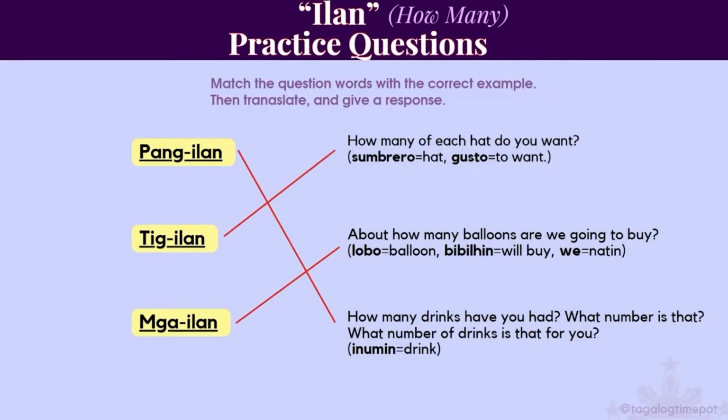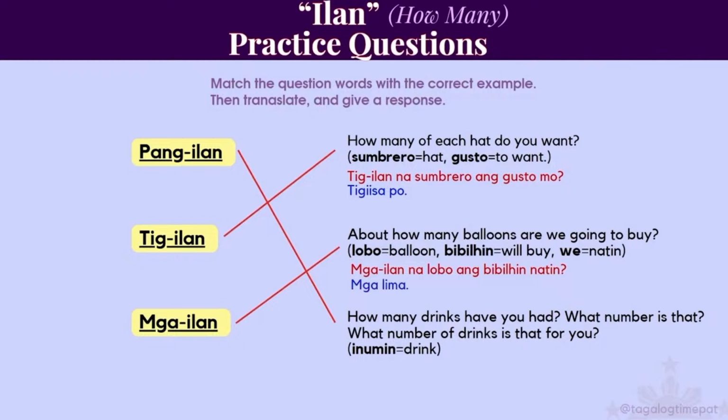Now let's see if we can translate them. How many of each hat do you want? It would be, tig-ilan na sombrero ang gusto mo? And then your response could be, tig-iisa po, one of each. Tig-iisa. Next, about how many balloons are we going to buy? Mga ilan na lobo ang bibilhin natin? Or mga ilang lobo ang bibilhin natin? Your response, mga 5, about 5.